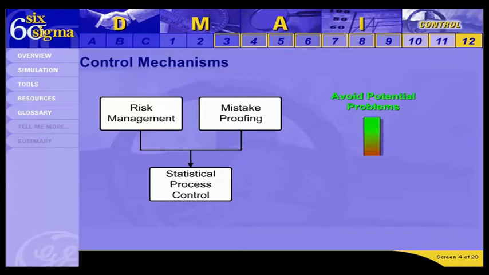Risk management and mistake proofing should be considered before resorting to SPC because they are strategies for avoiding potential problems altogether, whereas SPC can only monitor for potential problems. This becomes more apparent as we look at each one in more detail. Click Next to start with risk management.